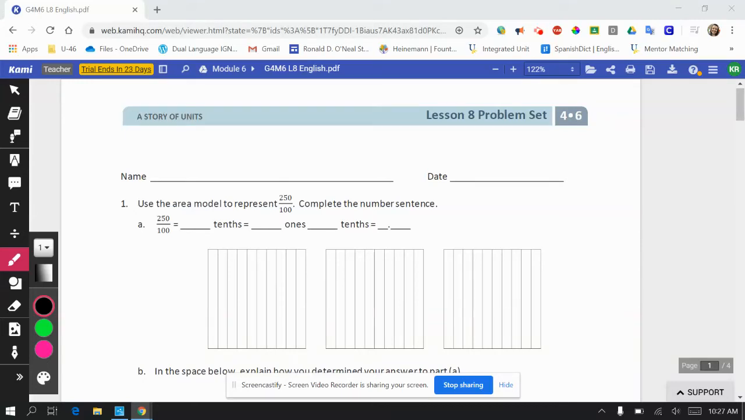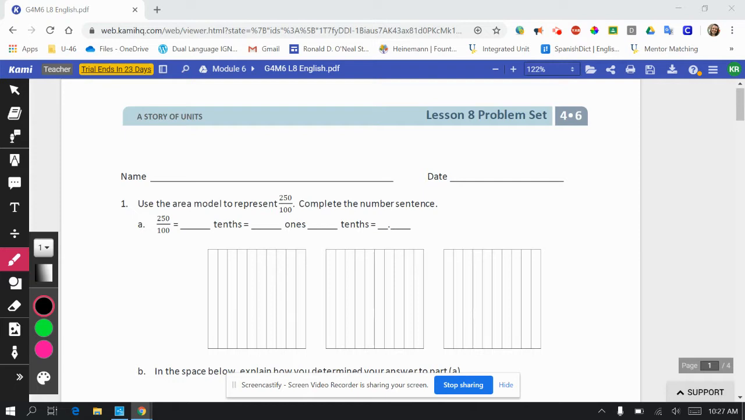Hello students, today we are doing Module 6, Lesson 8. I will do the problem set with you, and then you will do the homework and have your parents check your answers. For the problem set, let's start with number 1.